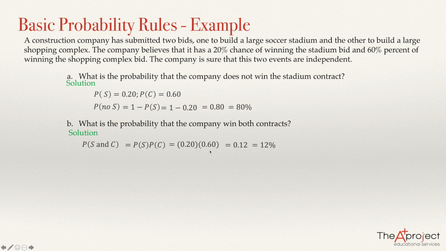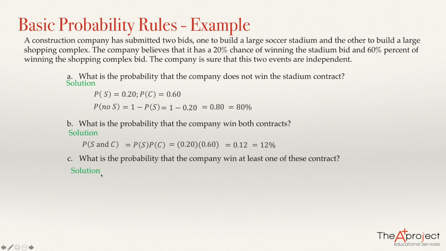Okay, good. There's another question. What is the probability that the company wins at least one of these contracts? When I say at least one, they are telling me the probability that it wins the first or the second. So it will be the probability of S or C. So we need to understand that when I say both contracts, it refers to the probability of the first and the second. When they say at least one, it means the probability of the first or the second.